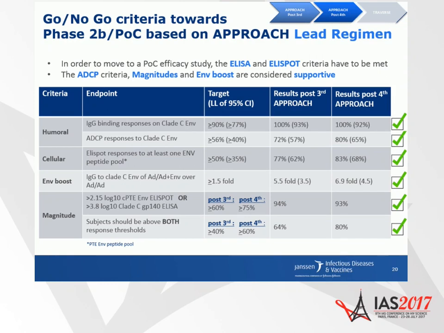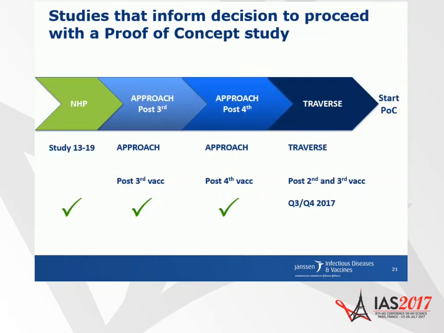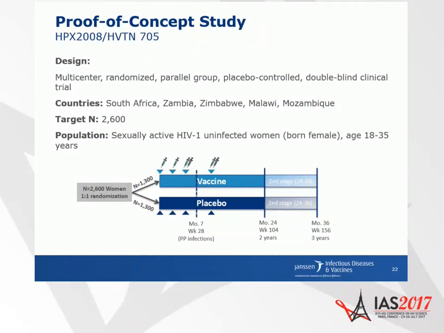Of course, we are waiting for the data that will come out of the TRAVERSE study, where we are testing the actual vaccine composition with four-valent adeno, and we hope to have that data ready in the third or fourth quarter of this year so that we can proceed to the already mentioned proof of concept study, HPX208, also named HVTN705.